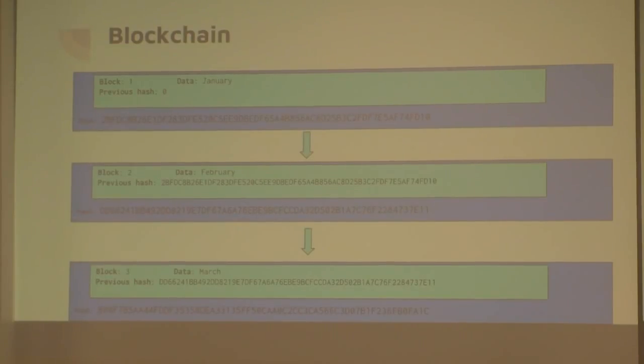Okay, so if you understand this, you understand blockchain. This is what blockchain is. It's basically taking a little bit of information, hashing it, and then taking some more information and hashing that with the hash of the previous block. That's it. That's blockchain.